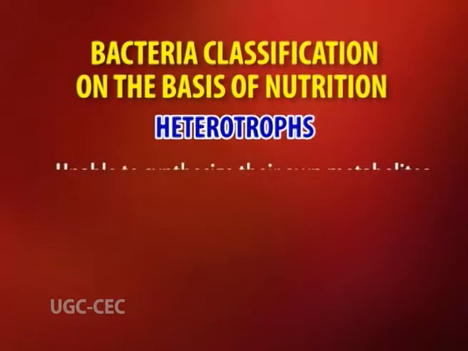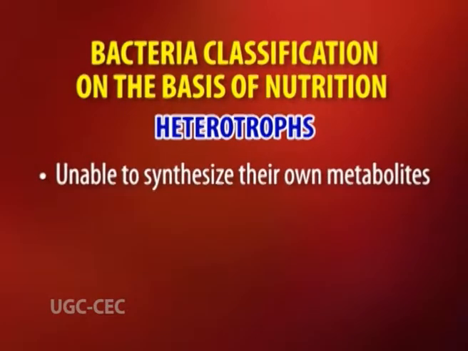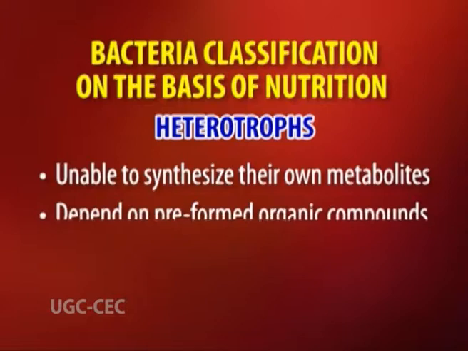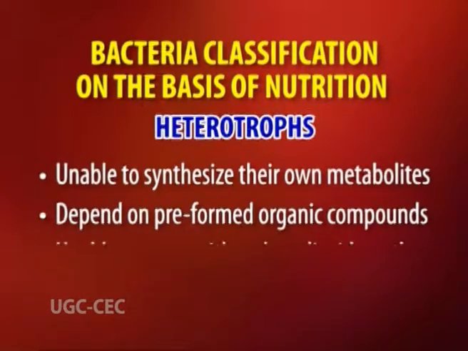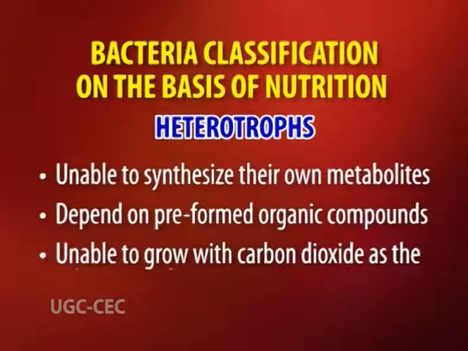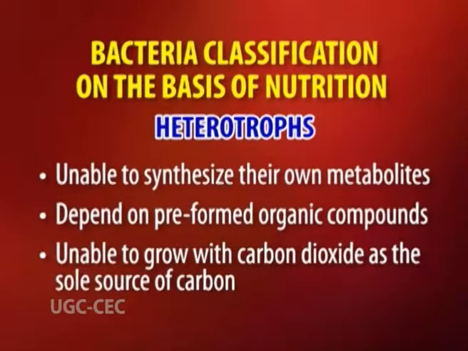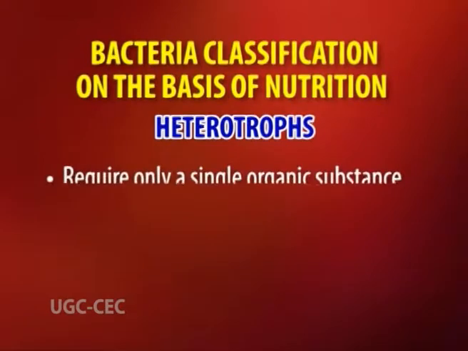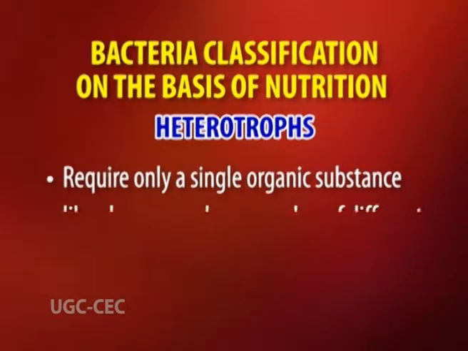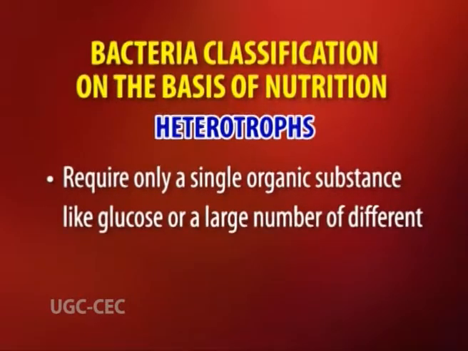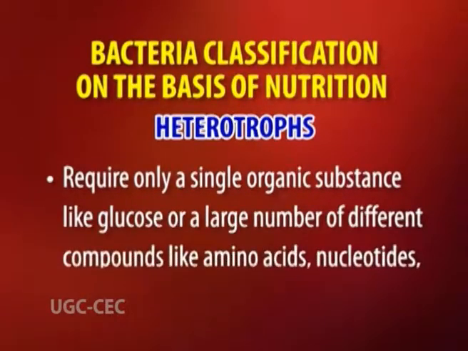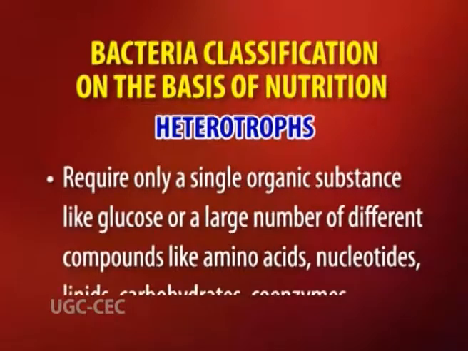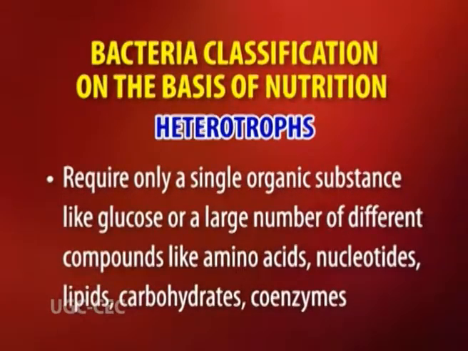Some bacteria are unable to synthesize their own metabolites. They depend on pre-formed organic compounds. They are called heterotrophs. These bacteria are unable to grow with carbon dioxide as the sole source of carbon. Their nutritional requirements vary widely. Some may require only a single organic substance like glucose. Others may need a large number of different compounds like amino acids, nucleotides, lipids, carbohydrates and coenzymes.